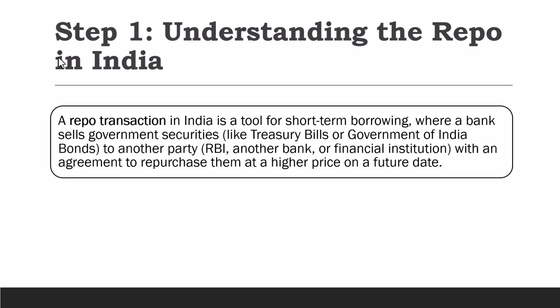If you don't want to pledge your instruments, then the rate is 7.5%. If you want money and you can keep the government security as collateral, then the rate will be 6.5%. So 6.5% is the repo rate.